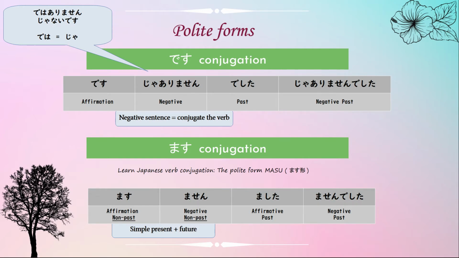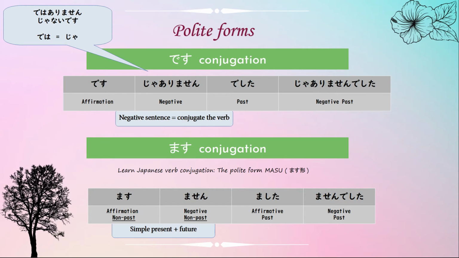Then the masu conjugation. So here what's important to know is that you see that I've written non-past. I didn't write present. So know that the basic tense that you will learn at the beginning is both simple present and future. You don't have any future in Japanese. This tense covers both simple present and future.